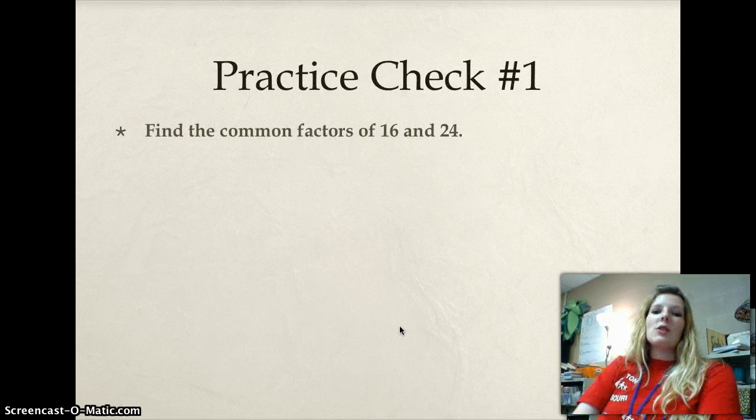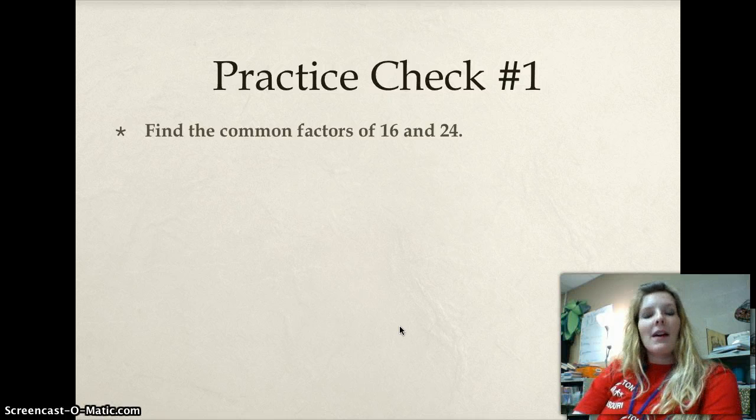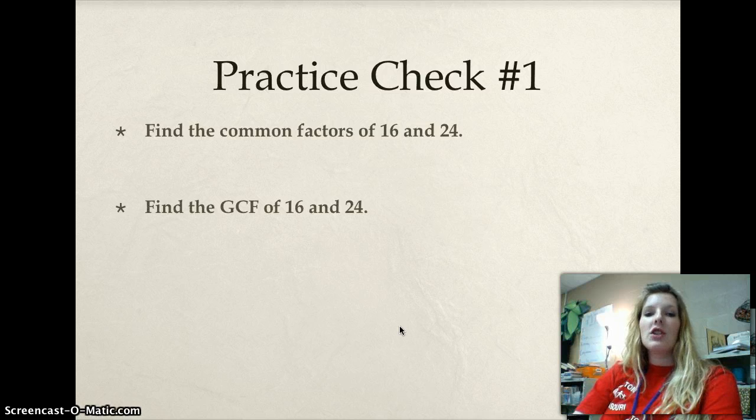I'm going to give you a chance to practice it, and we'll do it step by step by finding the common factors first and then by finding the GCF. So find the common factors of 16 and 24. Once you've done that, find the GCF of 16 and 24. Pause the video while you work this out, please.